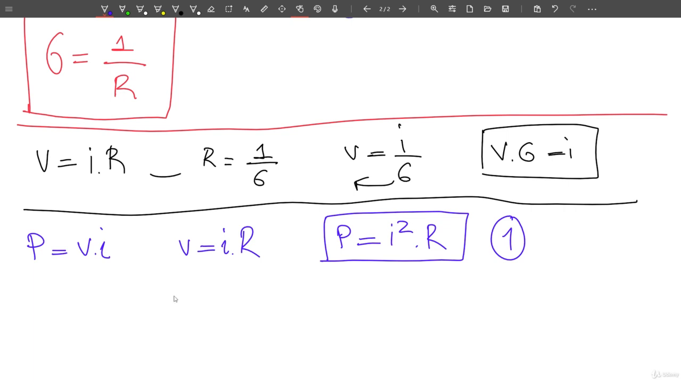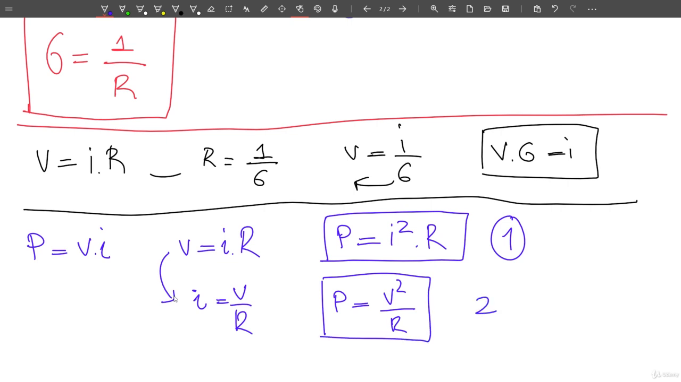We can also rearrange the terms a little bit in Ohm's law and say I is equal to V over R. So in that case, if we replace each I by V over R, then we will have P is equal to V squared over R. And that's the second equation we derived from these two equations.